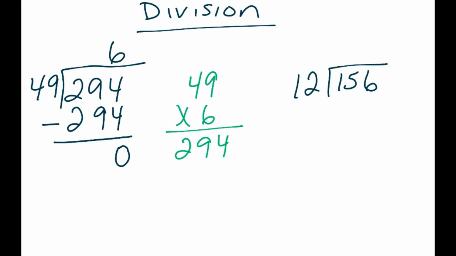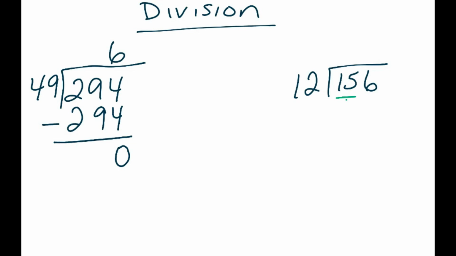Our next example is 156 divided by 12. In this example, we do not have to divide 12 into all of 156. We can divide 12 into 15. It's always easier when you can divide into a smaller part of the dividend. 12 will go into 15 one time.